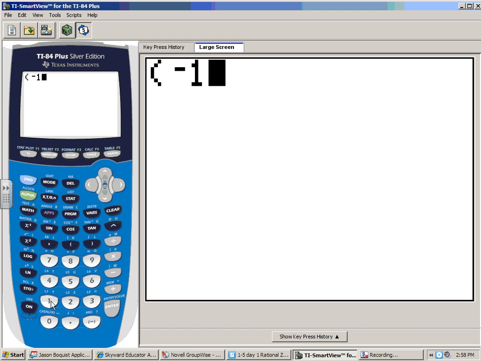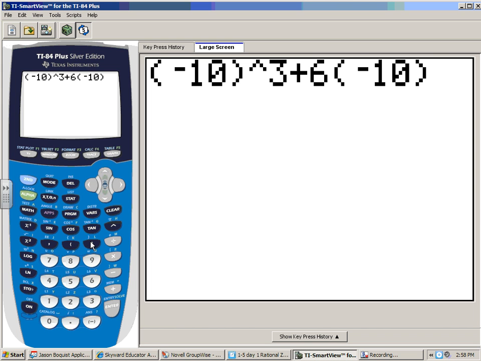You go negative 10, and I want to take that to the third power, right? Plus 6, and then you got to put negative 10 in there as well, right? This is basically doing the substitution. In fact, I think this is how I saw some of you doing it for the quiz. Plus 20. Are we in agreement? That's how you could do that?